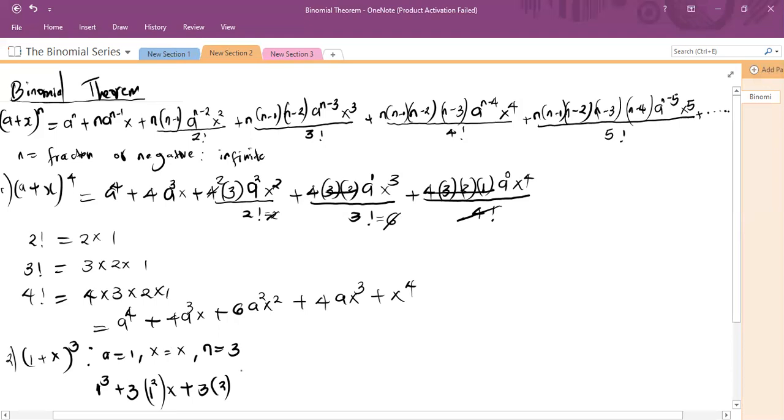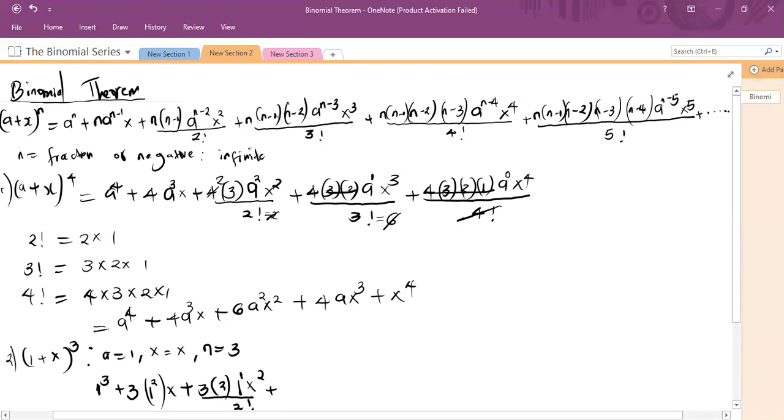Then we have a raised to power n minus 2. So our a in this instance is 1. 1 is raised to the power 3 minus 2, which is 1. Then we have x squared beside it. All this is divided by 2 factorial.